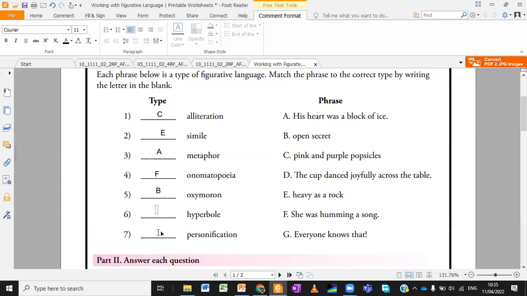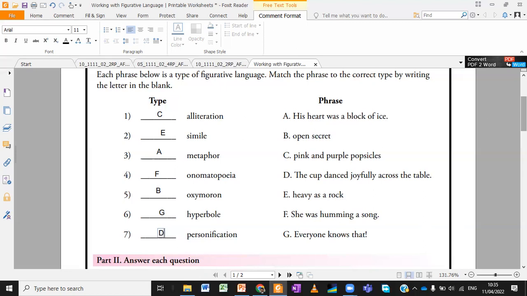Okay, let's skip to personification first. Skip to personification. Then the last one you have not mentioned becomes the answer. Then I will explain to you why a particular phrase is the hyperbole. Hyperbole is G. And then personification is D. Thank you. Hyperbole is G, because when you say everyone knows that, how are you so sure?